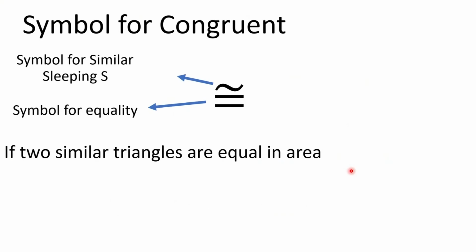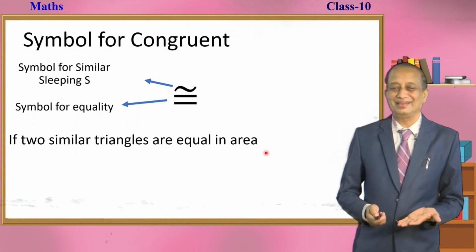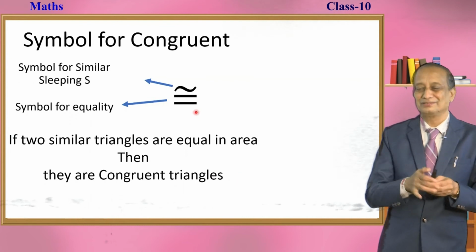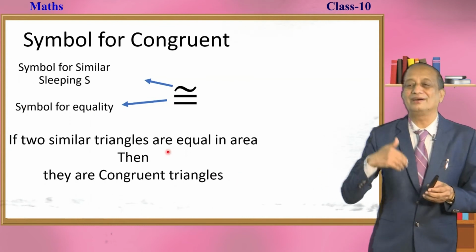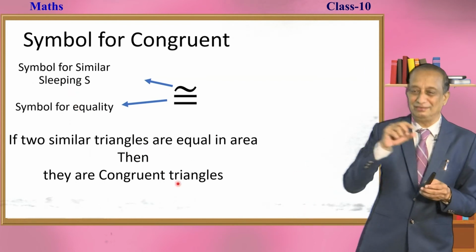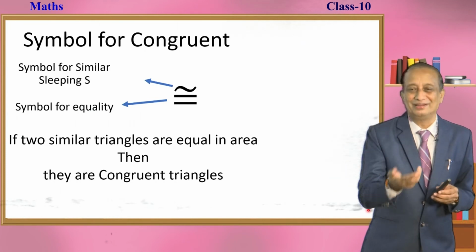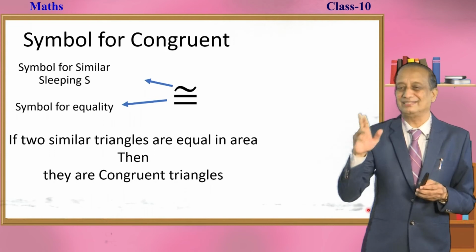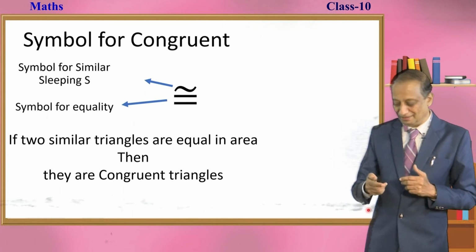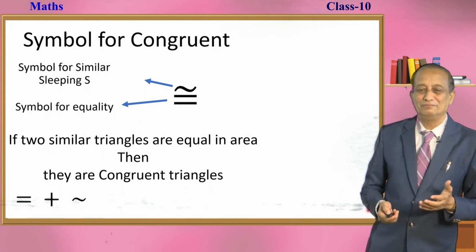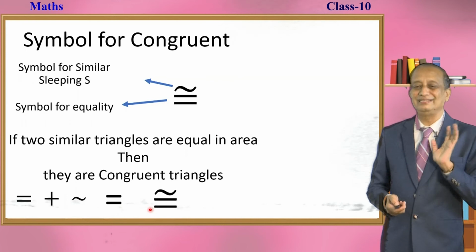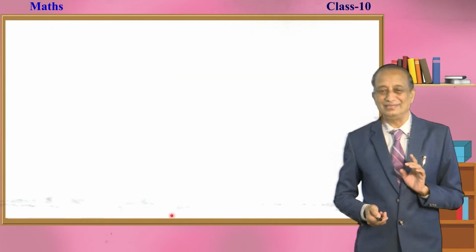If two triangles are equal in area, then we must call them congruent triangles. Hence this symbol. So, equality means if two triangles are equal in area, then they will have the same shape as well as the same area. Therefore, we write the equal sign, and on the top of that we write the symbol for similarity, that is the sleeping S also, and this is how I think the symbol for congruency must have been obtained or understood. Okay. So beautiful. So, equals plus similarity is nothing but the symbol for congruency.